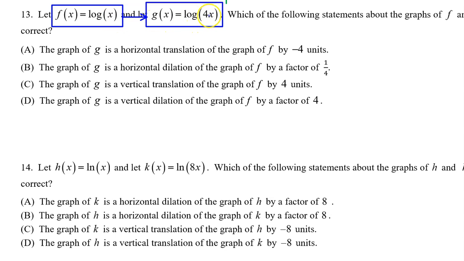So what transformation is it when you multiply by 4 on the inside like this? Well, anything that you are doing on the inside of the function is a horizontal transformation. So the answer will not be C or D. Multiplication causes a dilation. So this is going to be a horizontal dilation by a factor of 1/4. It's always the opposite of the way it looks with these horizontal transformations. So the answer is B.